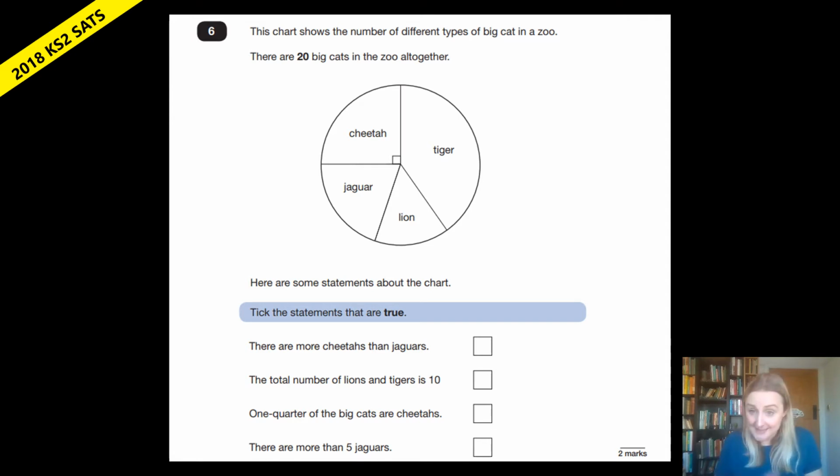This is, to me, accessible to students, helps us to see whether they have a good understanding of proportions, and is really just a nice reasoning question. So I really like the way that these questions are presented in SATs papers.